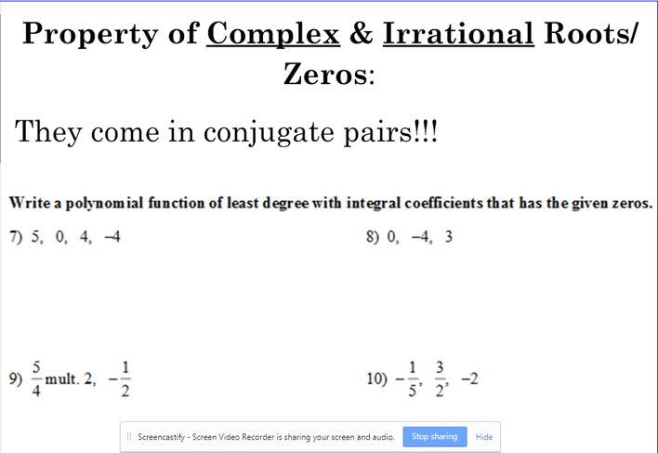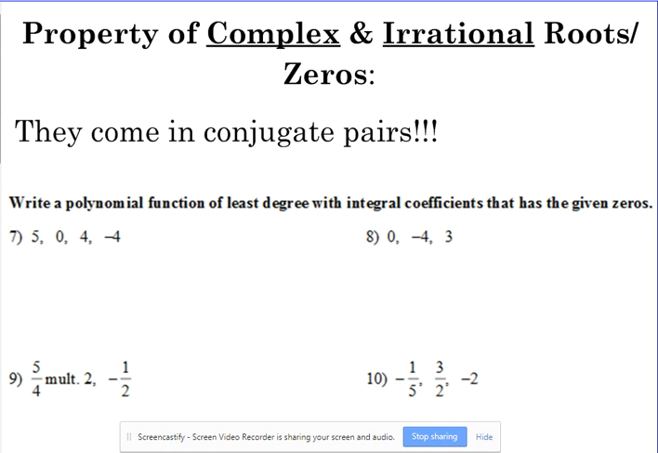Now that's only your complex and irrational. Complex, there's an i in there. So for example, we'll get to this in a second, but if 1 minus 2i is one of your roots, then you also know 1 plus 2i is one of your roots, because they always come in what we call conjugate pairs. It changes the sign in between the two numbers.